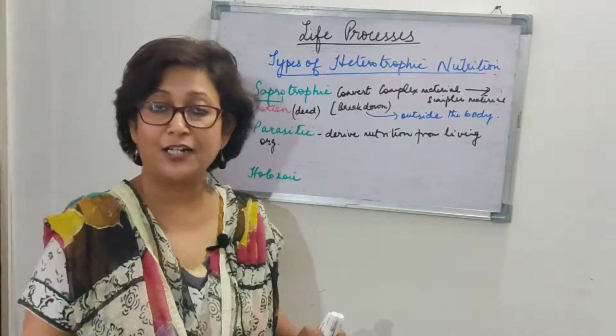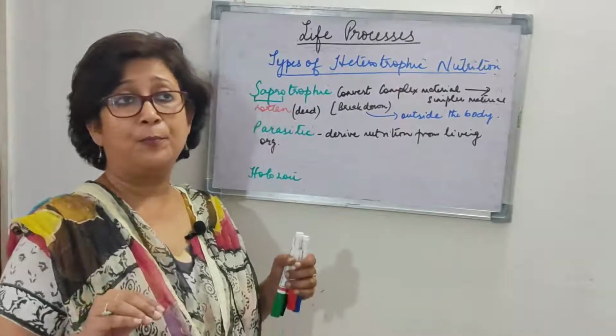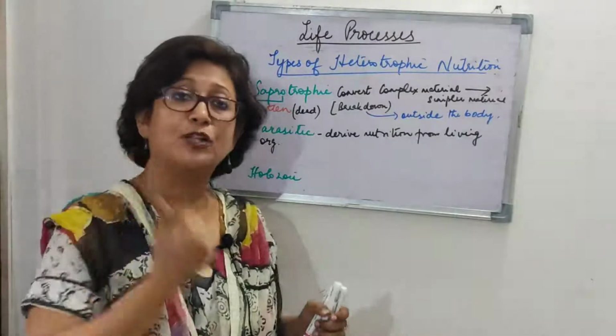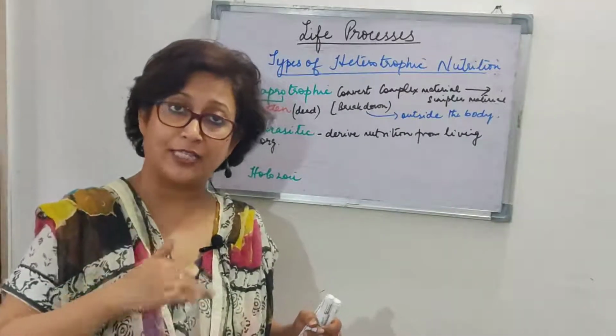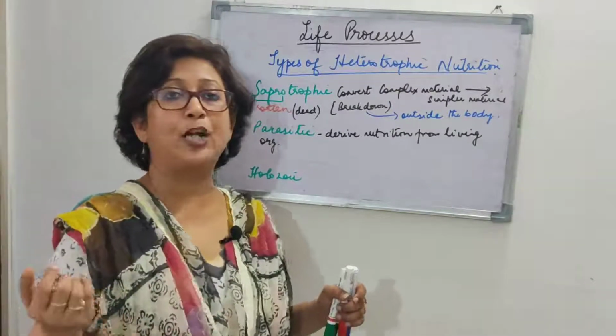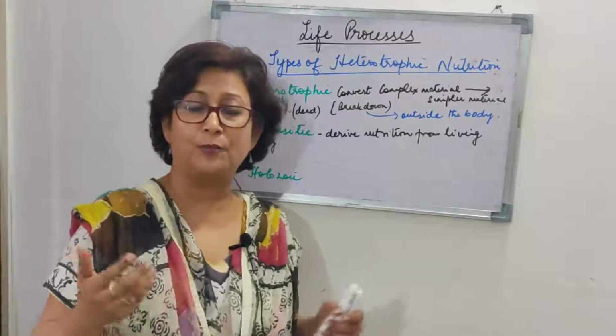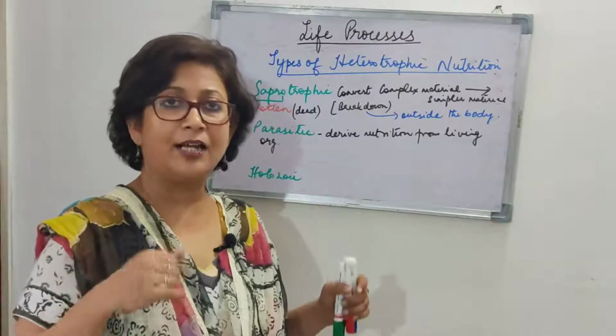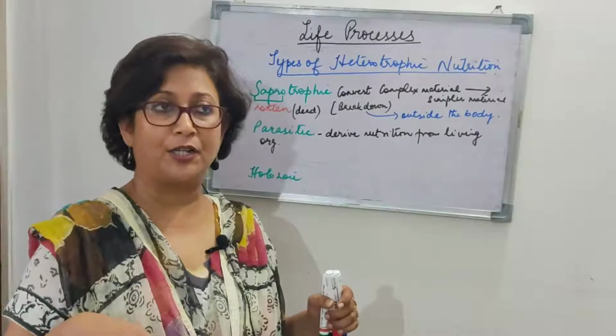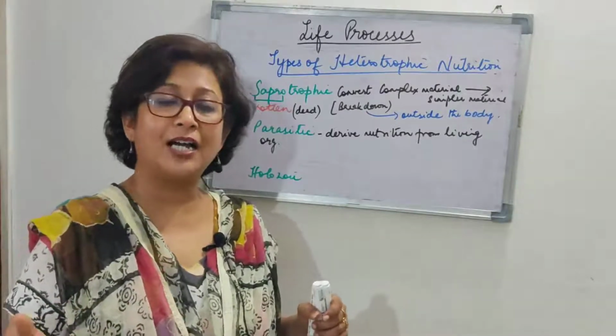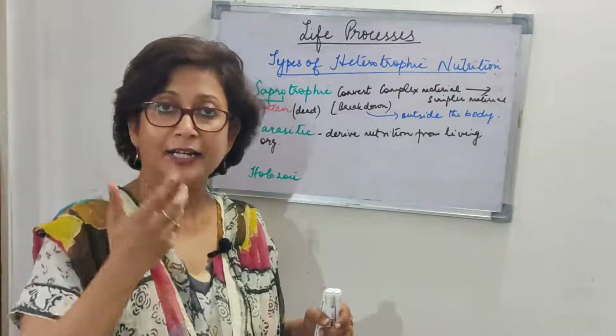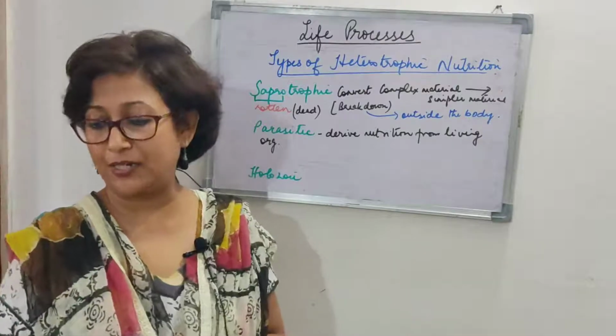Now these parasites could be present outside on the outer body surface or maybe inside the body. Like I gave the example of tapeworm, pinworms. These are endoparasites inside the body. Then parasites in the form of lice in the head, these are ectoparasites, right?